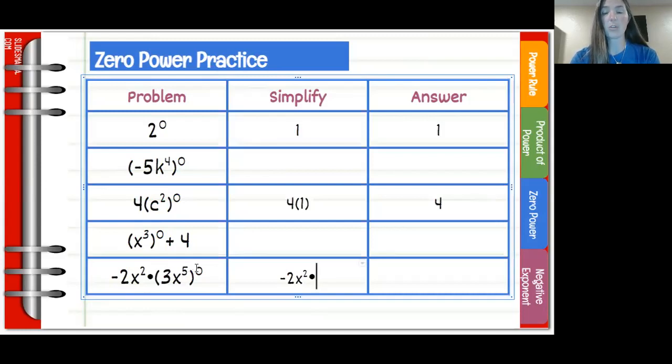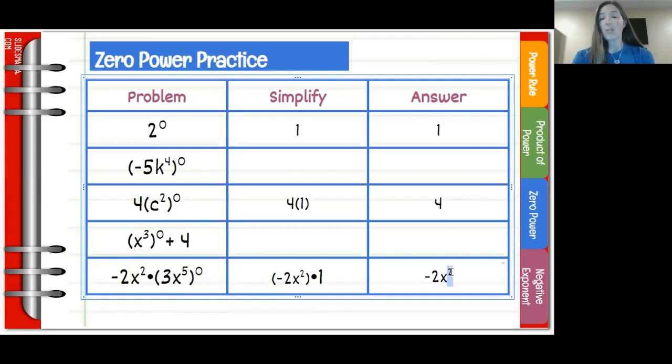If I distribute, 3 to the zero power is 1. 5 times 0 is 0, so this is still to the zero power, which means that whole thing in parentheses is just 1. So essentially I'm multiplying negative 2x squared, this whole thing, times 1. If I multiply that whole thing times 1, I just get the same thing, negative 2x squared.